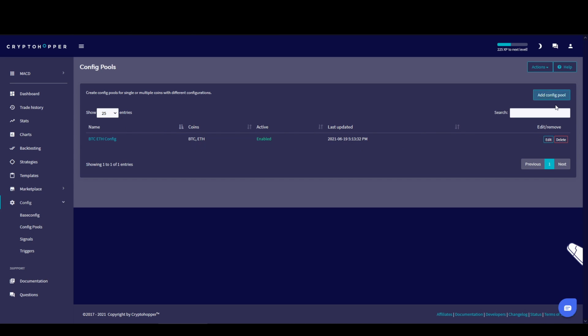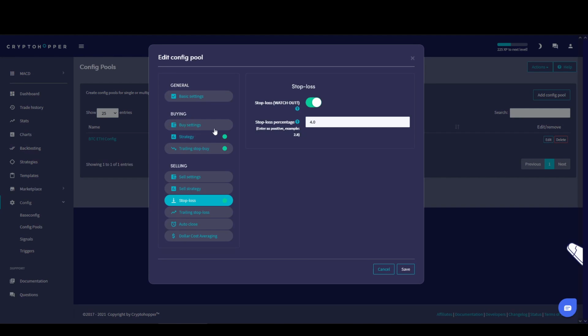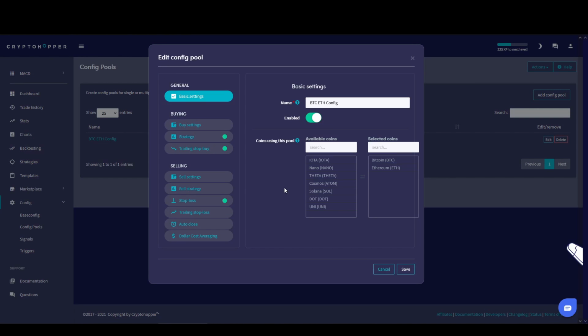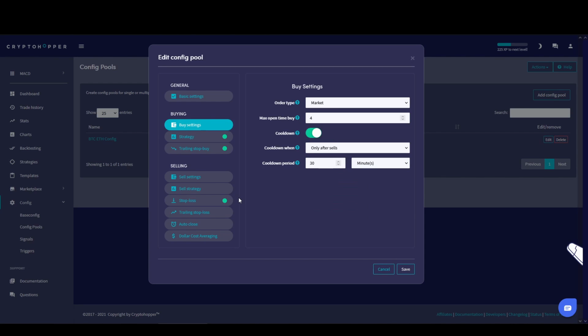What you have to do is add a config pool, and once you do that, give it a name and put Bitcoin and Ethereum. So select those two coins, and we need to change the settings just for those two coins.